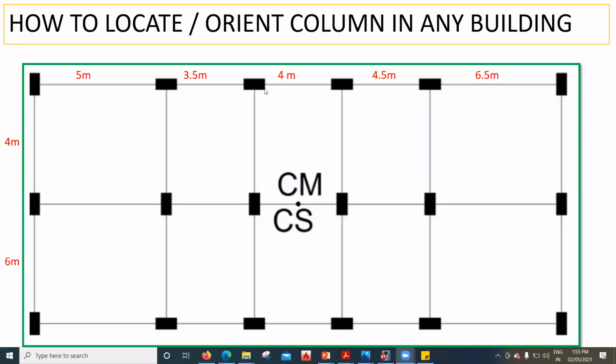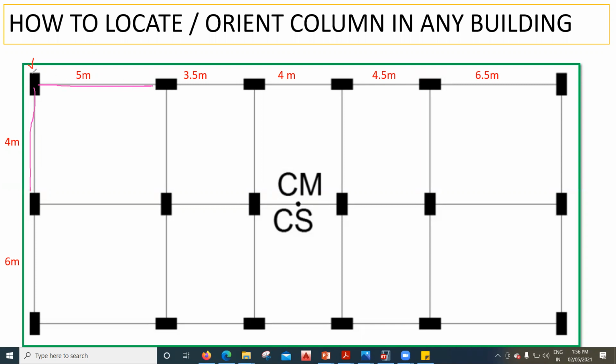It's very simple. If I consider this particular column, just try to see which is the longer span. For this column, I have one beam here and another beam in this direction. Which is the smaller length? 4 meter is smaller here and this is 5 meters, longer. Always remember, parallel to whichever is the longer span, you have to keep the depth of your column. Out of 4 meter and 5 meter, 5 meter is larger in comparison to 4 meter. So the depth of your column has to be kept parallel to this.